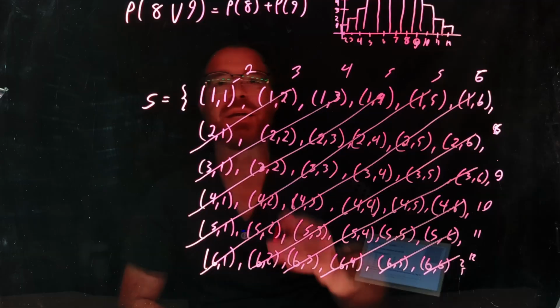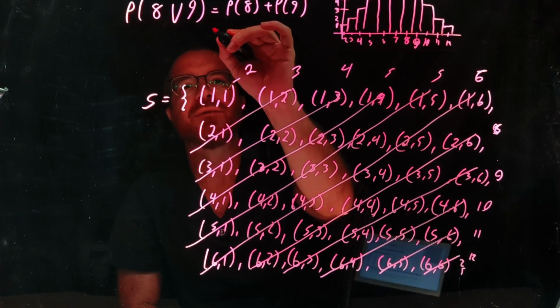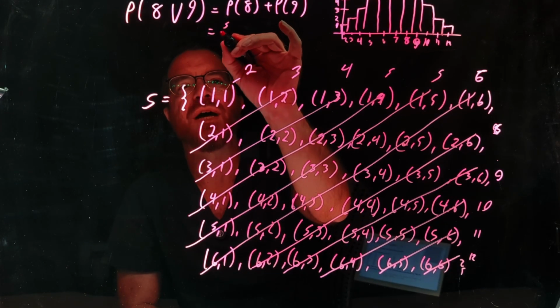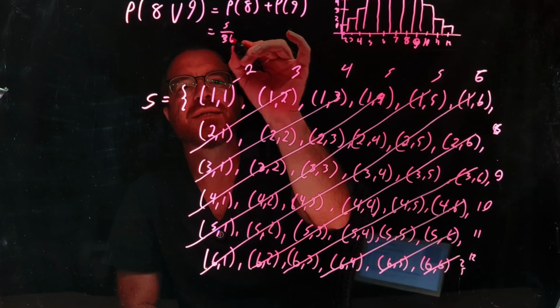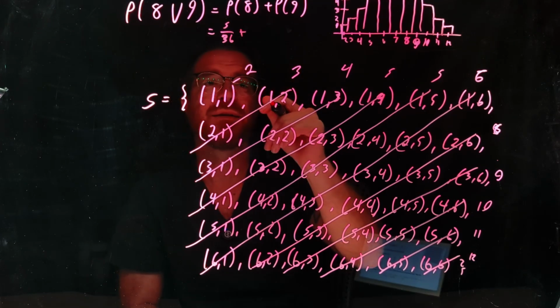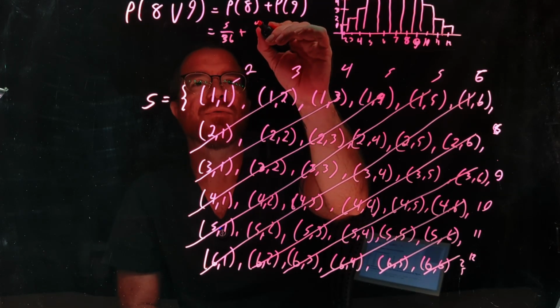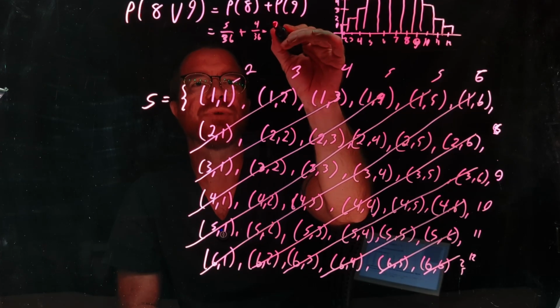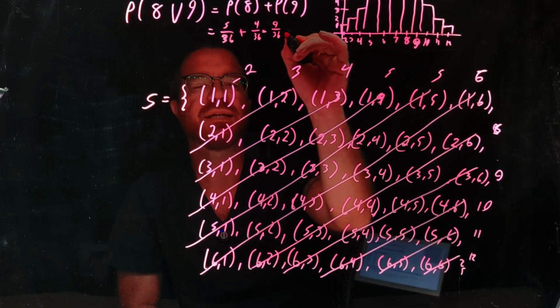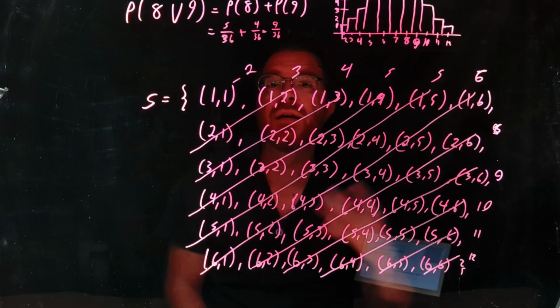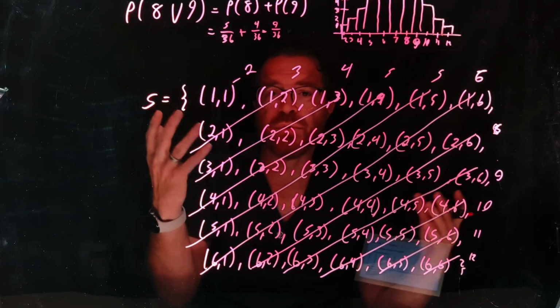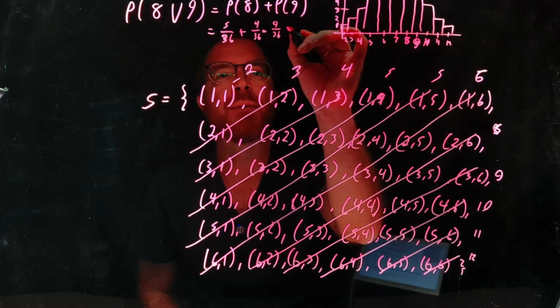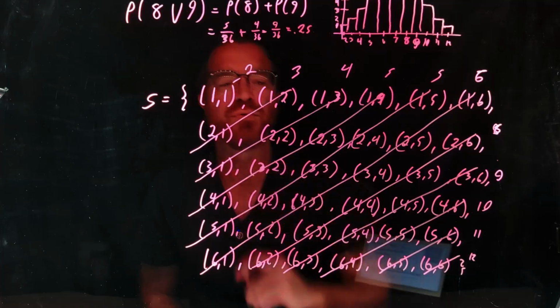So for this example then, for our probability of 8, we said that there were 5 out of 36 ways that I could get an 8. And for 9, there were 4 out of 36, meaning that we have a total of 9 out of 36, which then gives us, if you were to simplify this, 1/4, or a probability of 0.25.